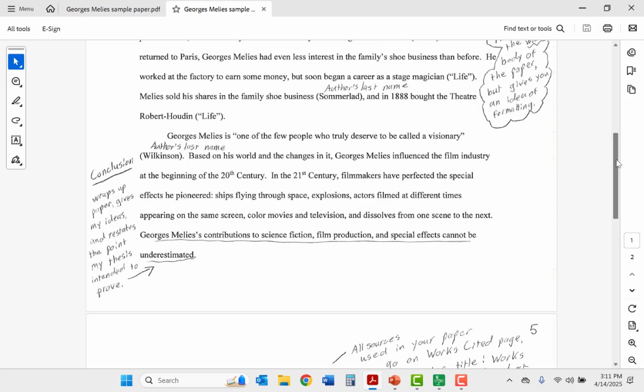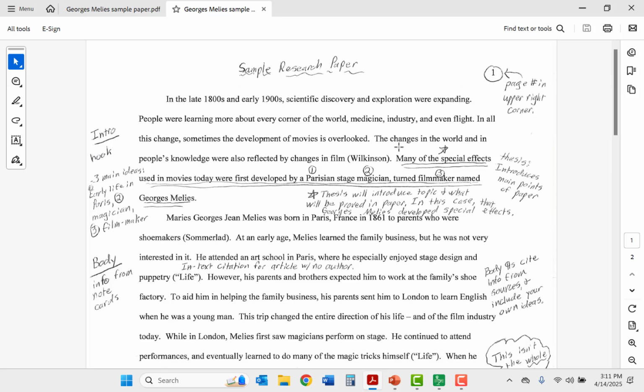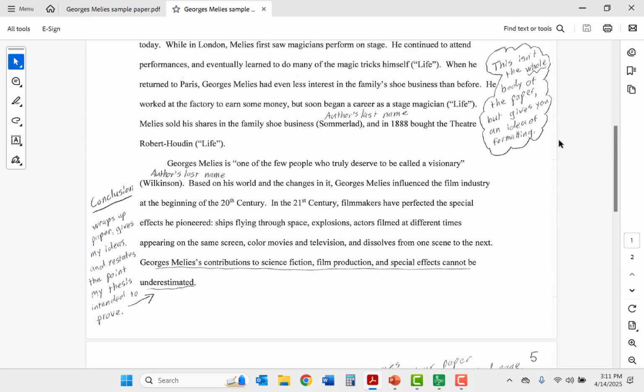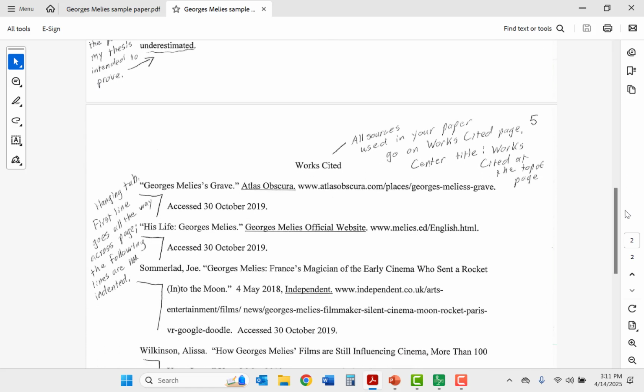And if I go back up to my thesis statement, the thing I'm arguing here, many of the special effects used in movies today were first developed by Georges Méliès. And then my last paragraph, my conclusion, reiterates that same idea. Okay, I'm going to take a look at the works cited now.